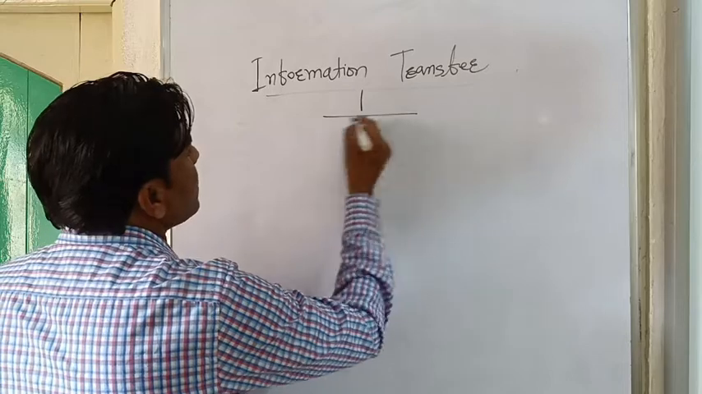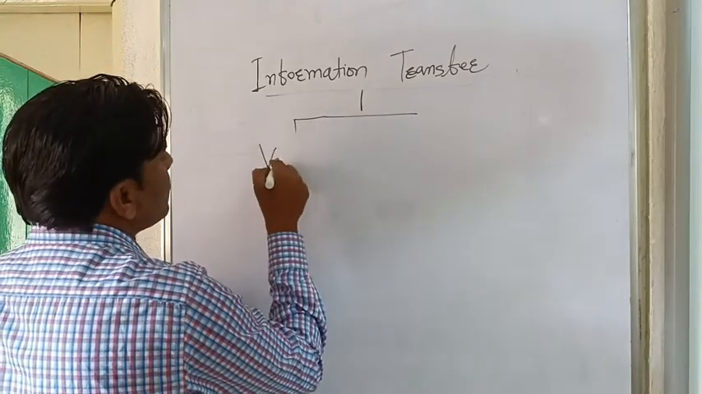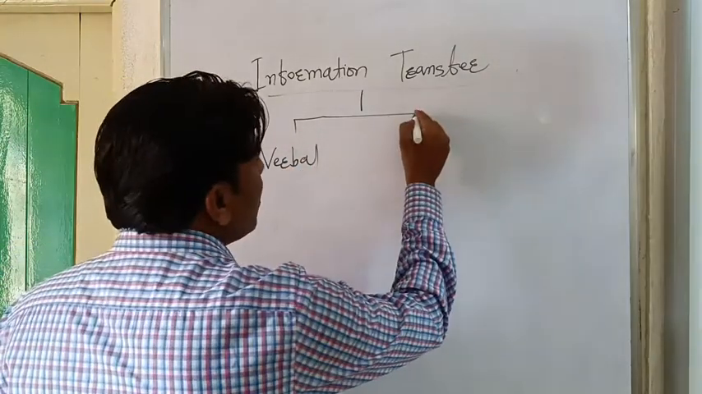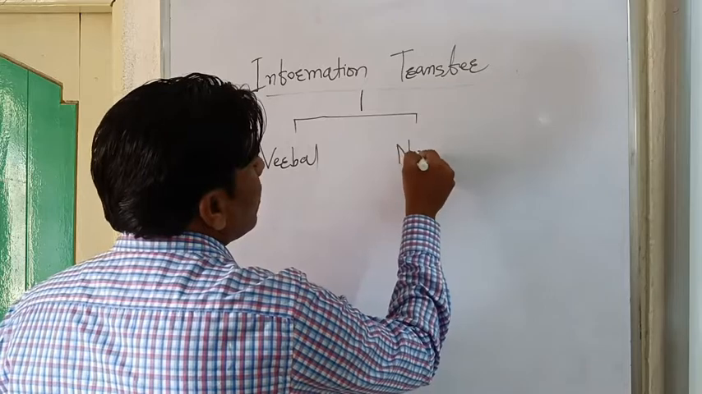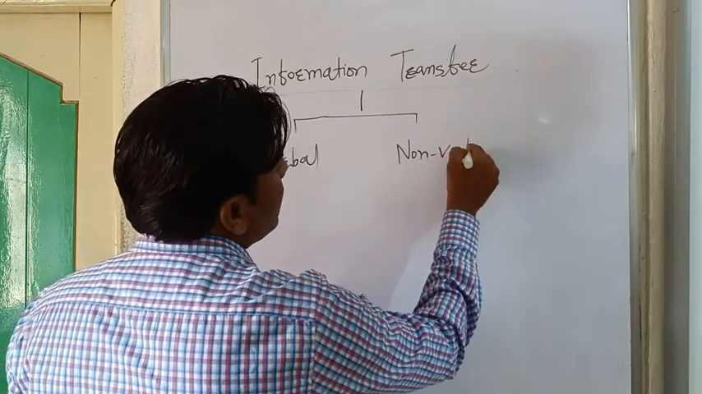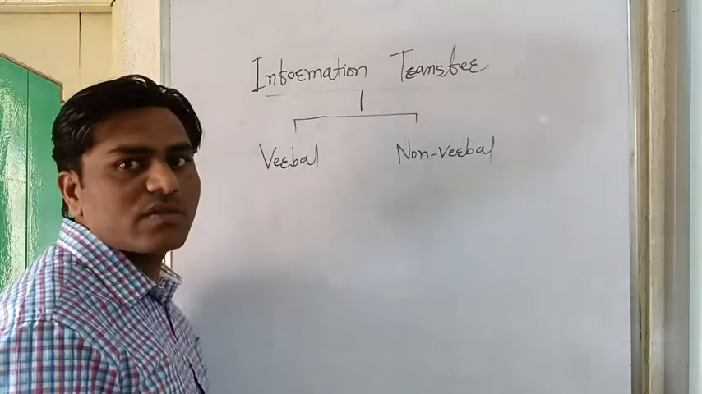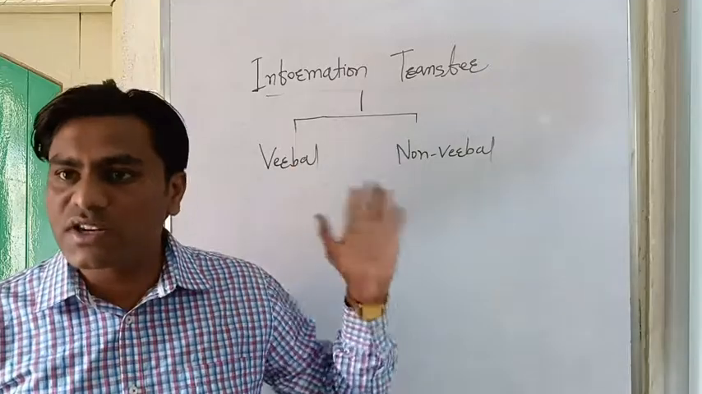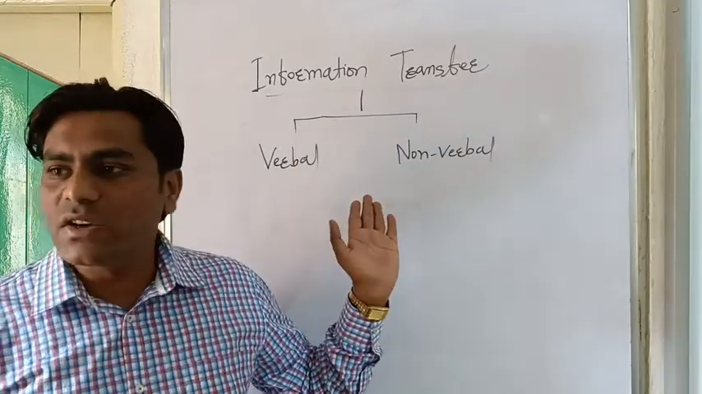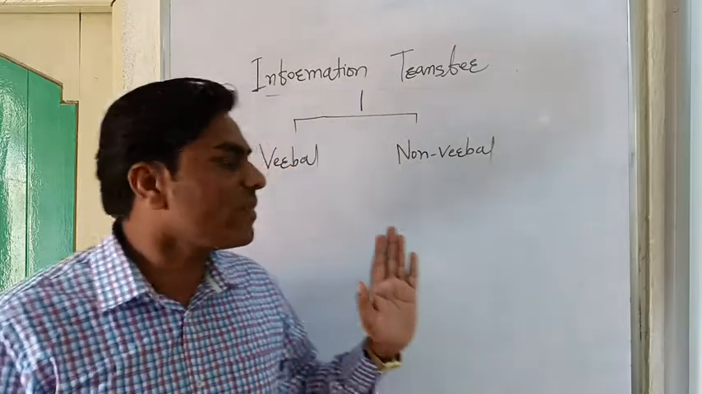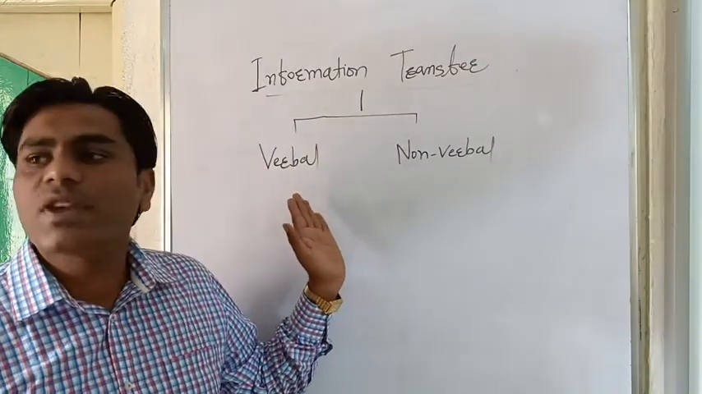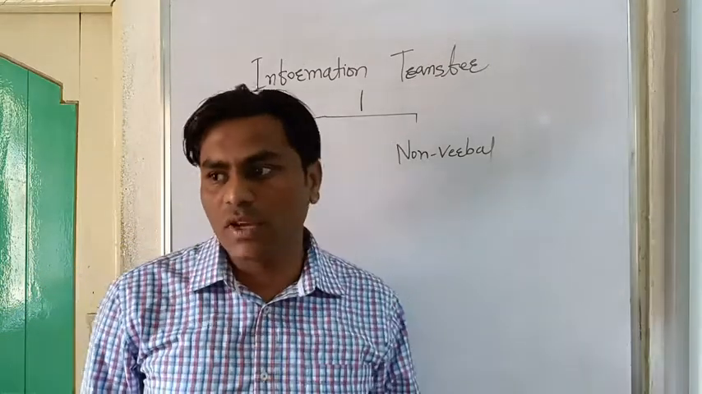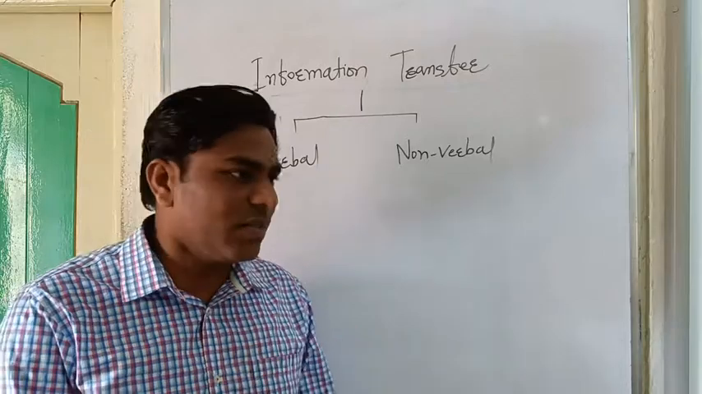There is verbal information and non-verbal information. Okay. We are learning the information transfer. There are 2 kinds of information transfer. The first way that we can transfer the information is verbal, and another way is non-verbal. What is verbal and what is non-verbal?